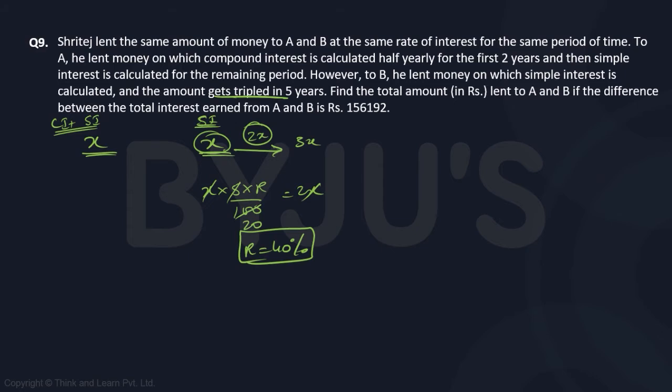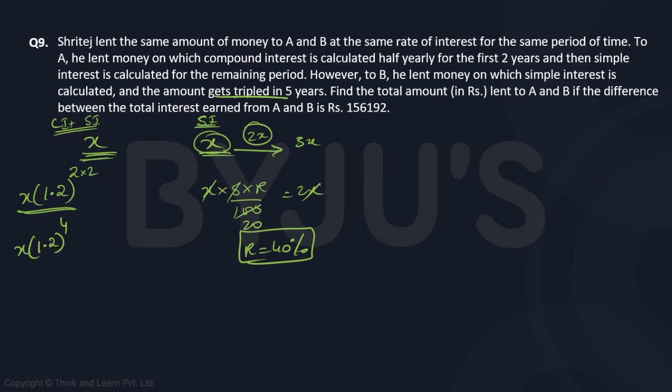Now let's take a look at what is happening for this compound interest. So half yearly compounding basically means X into 40 by 2, that is 0.2, but 2 years. So 2 years is 2 into 2, because each year is 2 halves. So 2 years is 4 halves. So totally power 4. This is the total amount that he gets at the end of 2 years. So this is how much? X into 1.2 whole power 4.